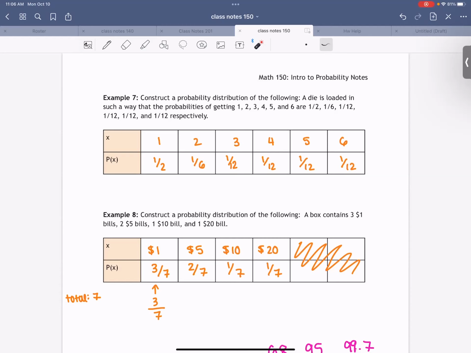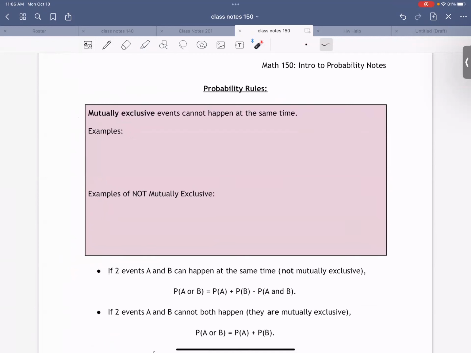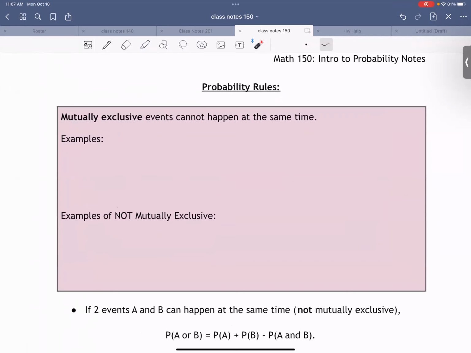Now we're going to start working with these probability distributions and combining all the different probabilities to find the probability of certain events, okay? And the way we're going to do that is by using these things called probability rules. Before we talk about these rules, there are 3 rules that we're going to go through. I want to talk about this idea of mutually exclusive.